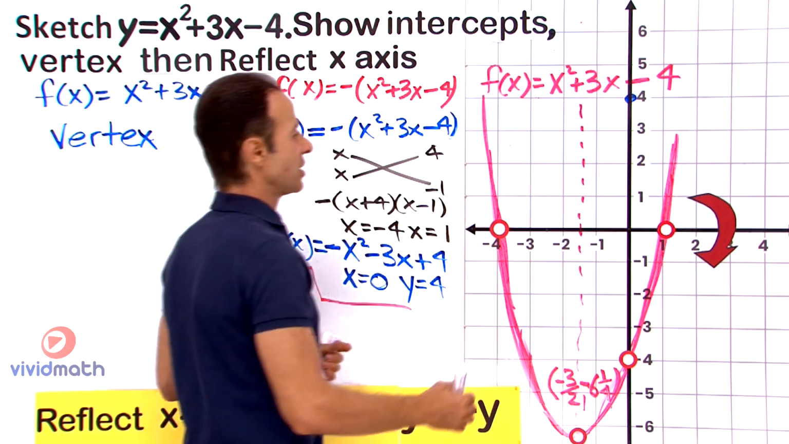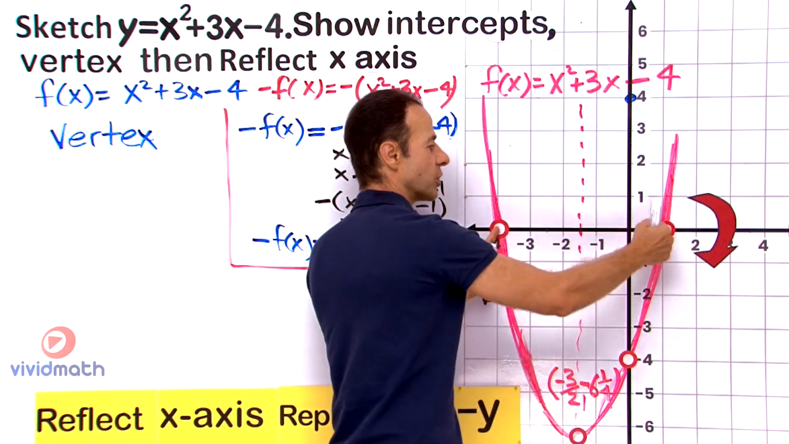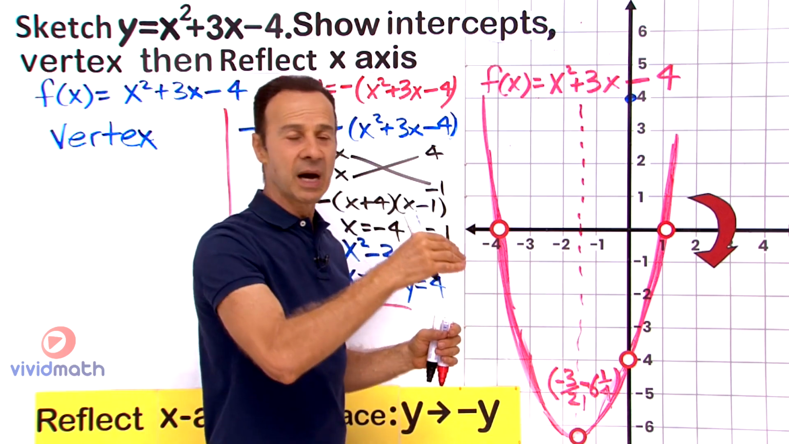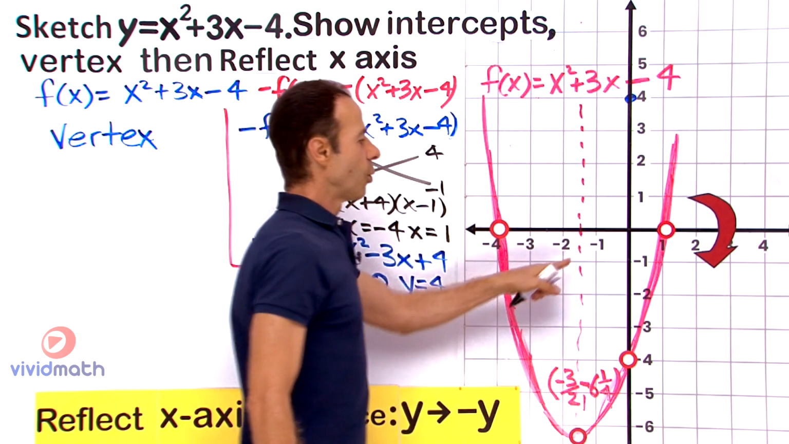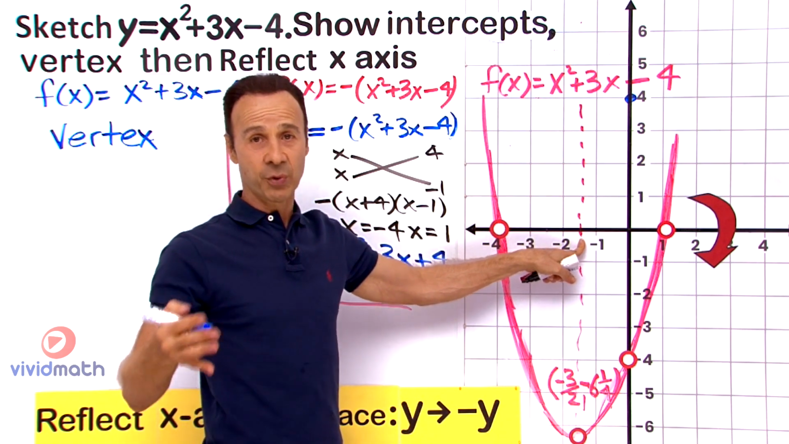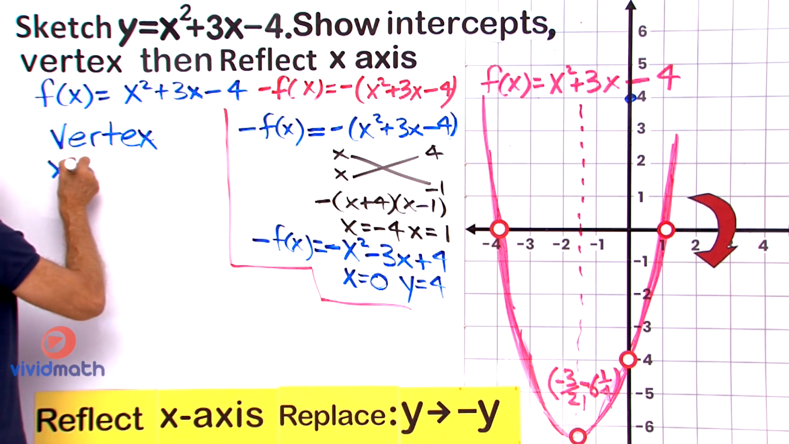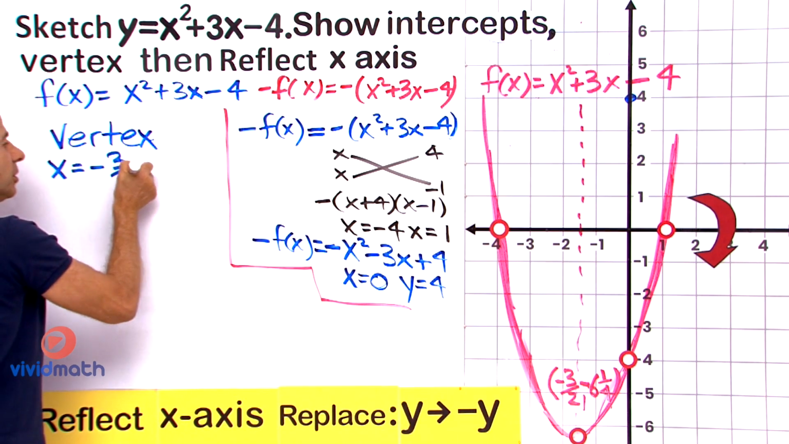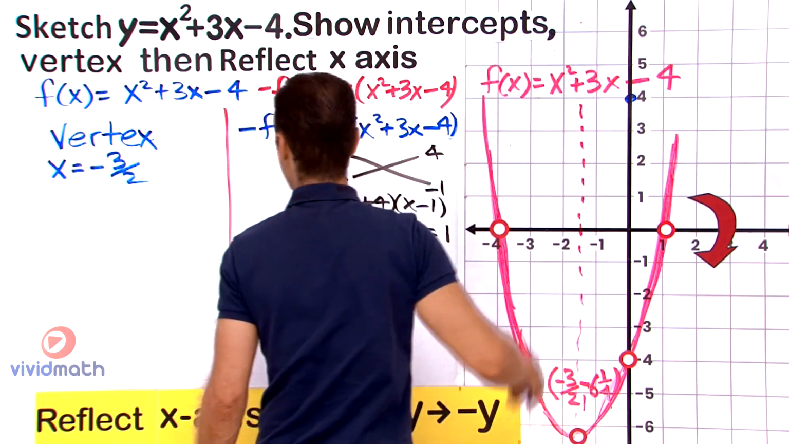So it's going to be at the same middle point here between negative 4 and 1. It's 5 units across. You count 2.5 for the middle. So 1, 2.5 is going to be negative 1.5, which is the same as negative 3 on 2. So that means the x component equals negative 3 on 2, just like before. It's the exact same axis of symmetry right through the middle.